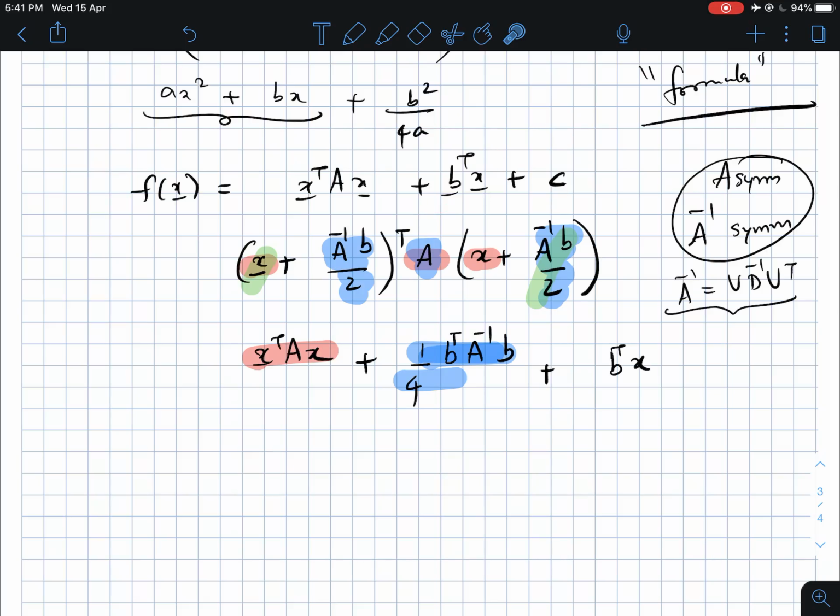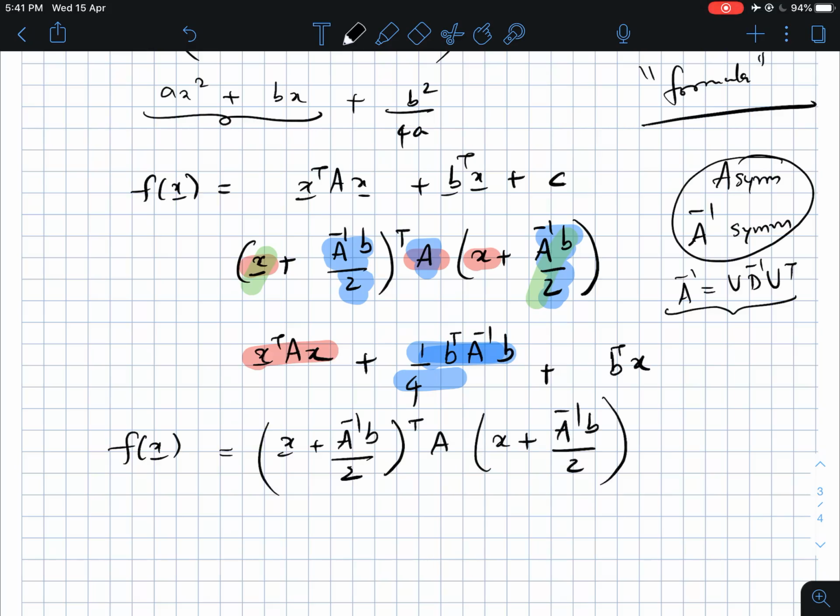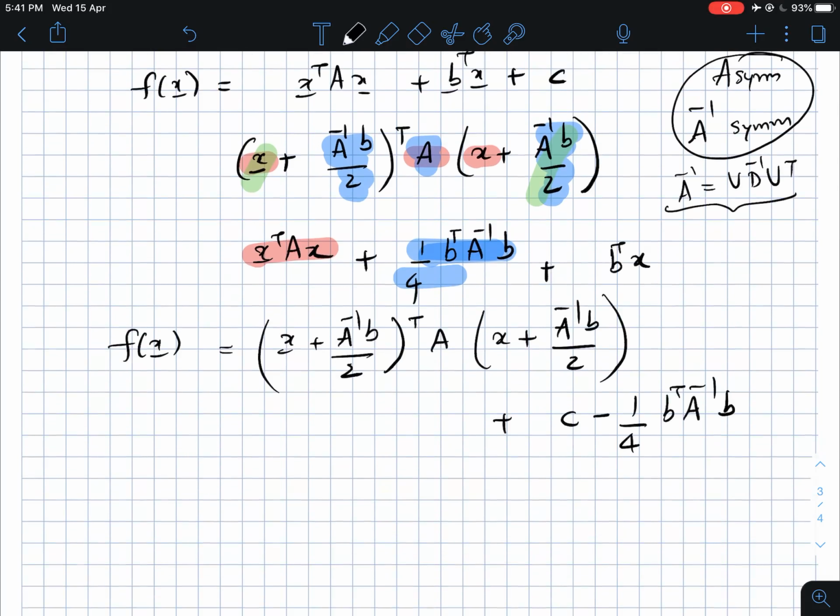To get C, I have to subtract this term and add C to this expression. So that's why I'm going to write it like this: f of x equal to x plus A inverse B by 2 whole transpose A x plus A inverse B by 2, plus C minus 1 by 4 B transpose A inverse B. That's what I'm going to write. Now from this it's clear exactly.